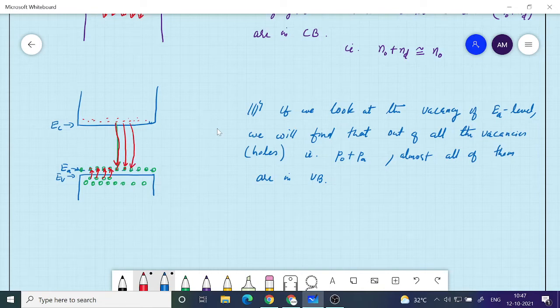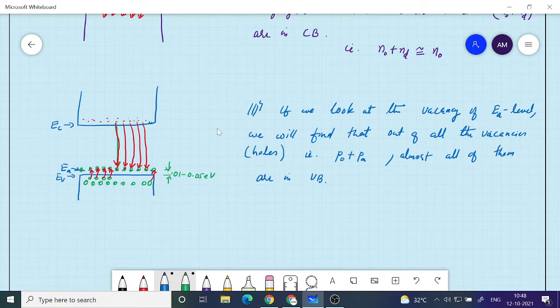Because of this, the acceptor impurity level gets occupied. If you count the vacancies here, they are almost negligible. Either they got destroyed because of electrons jumping from the valence band to the donor level, because it is also very closely spaced. This difference is 0.01 to 0.05 electron volt.